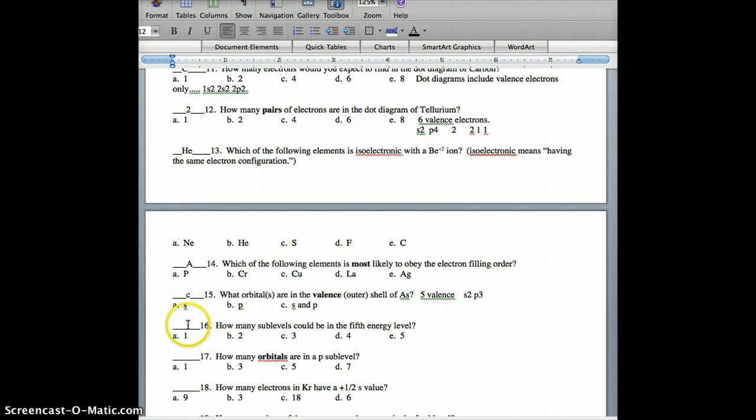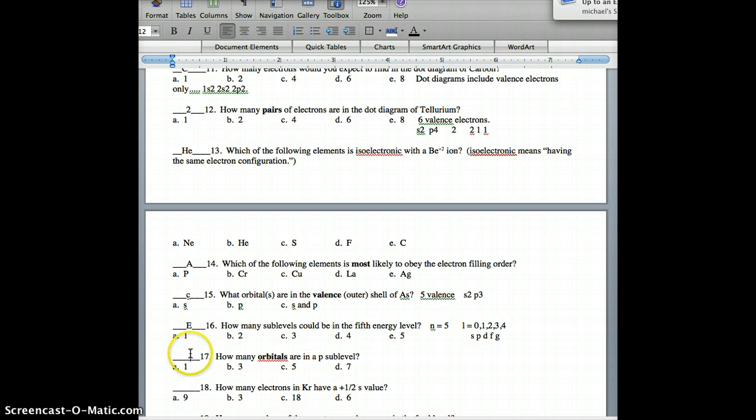How many sublevels in the 5th energy level? The number of sublevels in an energy level is equal to the number of l values. So for n equals 5, l could equal 0, 1, 2, 3, or 4, because l goes from 0 to n minus 1. Each one of these l values is a sublevel. So we'd be looking at s, p, d, f, g. How many is that? 5. So the answer is E.